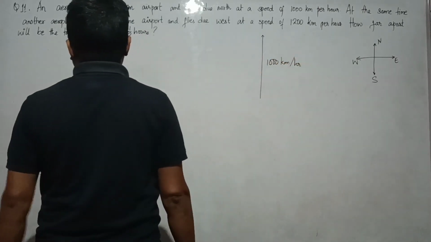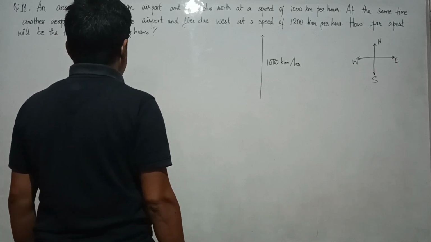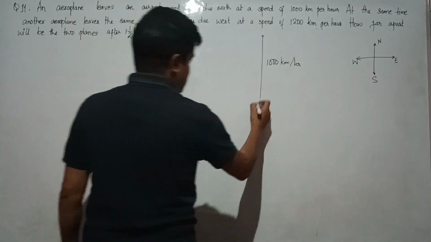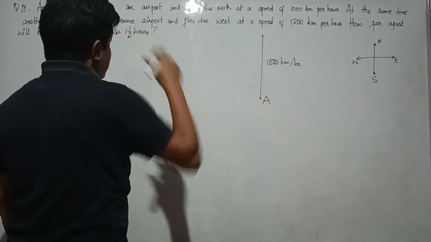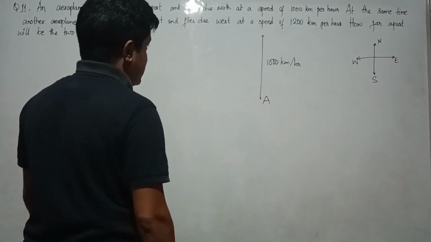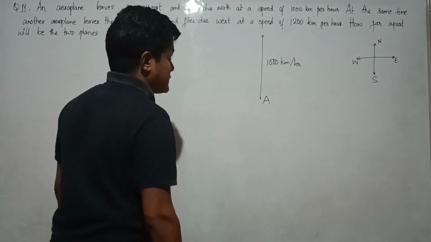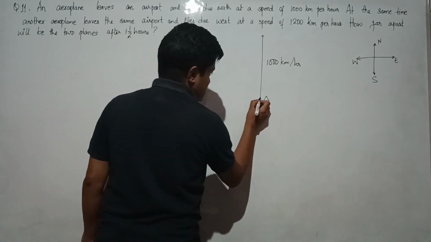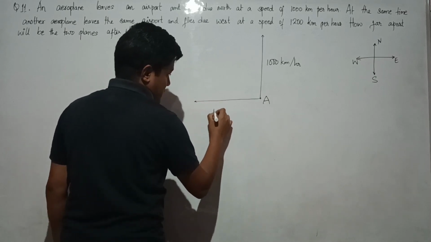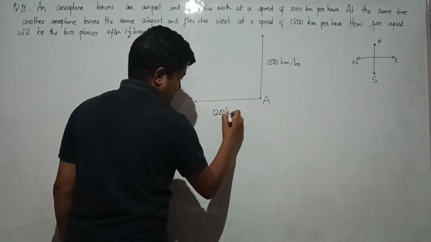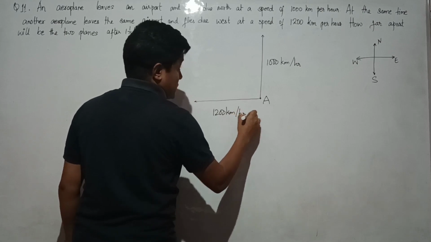At the same time, another airplane leaves the same airport, let us say A, and flies due west at a speed of 1200 km per hour. So this other airplane flies to the west at 1200 km per hour.